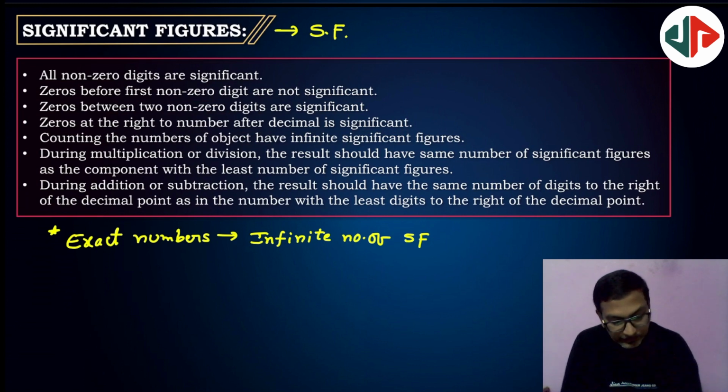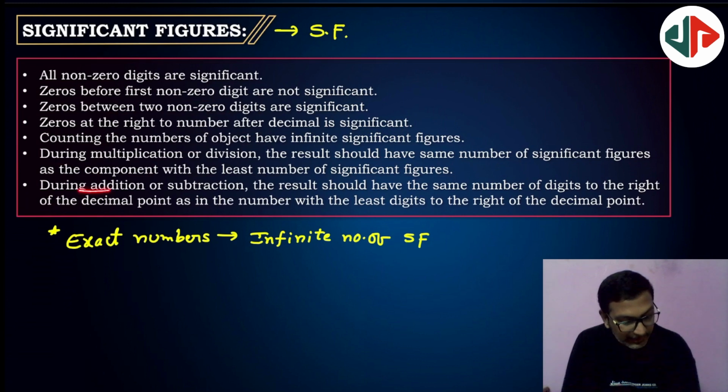Next, in multiplication or division, the result should have the same number of significant figures as the component with the least number of significant figures. This is very, very important during multiplication and division. We have to follow this rule. So answer must be reported to least number of significant figures.